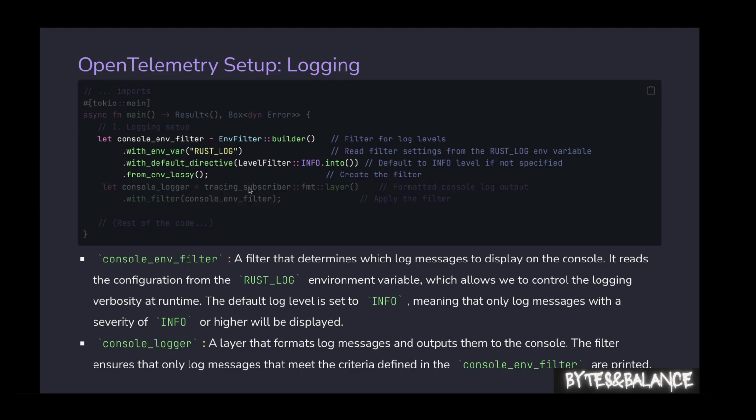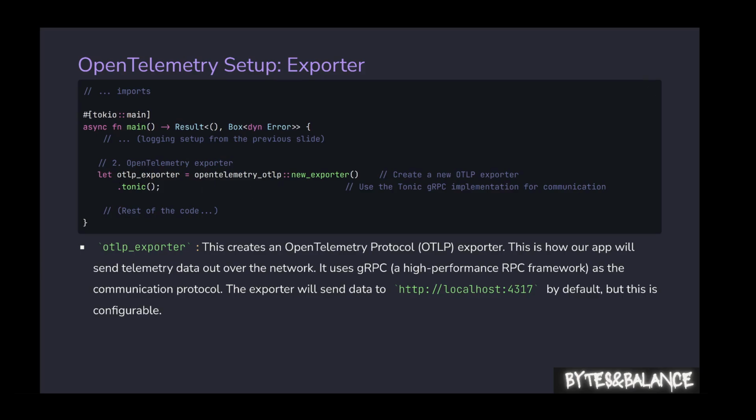The next part is having this exporter. And why do we create this? Because it's important for sending our trace data to a backend system. OTLP is an OpenTelemetry protocol exporter. It's the standardized protocol that OpenTelemetry uses to transmit telemetry data like traces and metrics. This exporter is how our Rust application will send the collected trace data to a backend where it can be processed and analyzed.